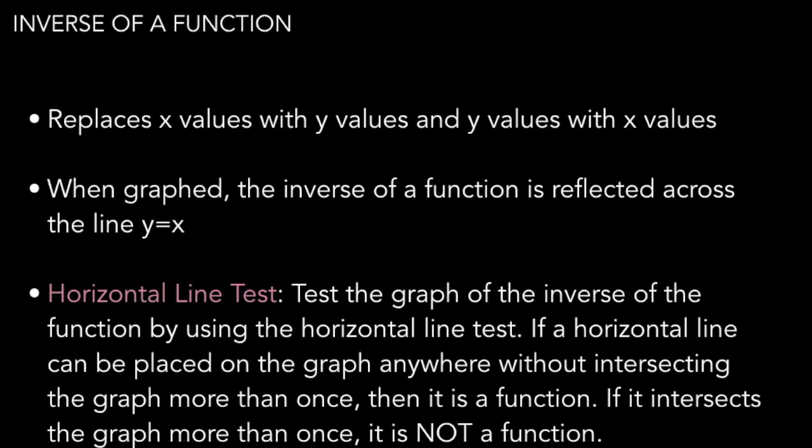The inverse of a function replaces x values with y values and y values with x values. When graphed, the inverse of a function is reflected across the line y equals x. Using the horizontal line test, you can test whether the inverse of the function is a function. If a horizontal line can be placed on the graph anywhere without intersecting the graph more than once, then it is a function. If it intersects the graph more than once, it is not a function.